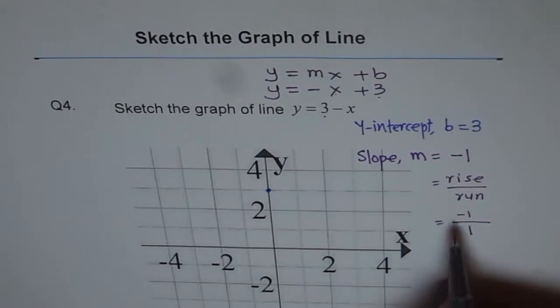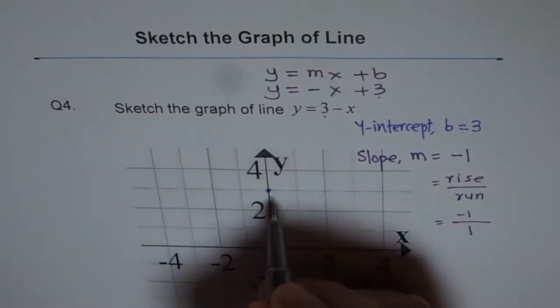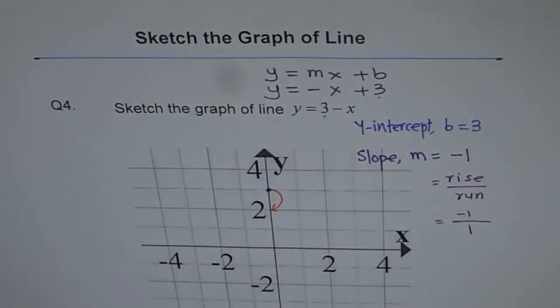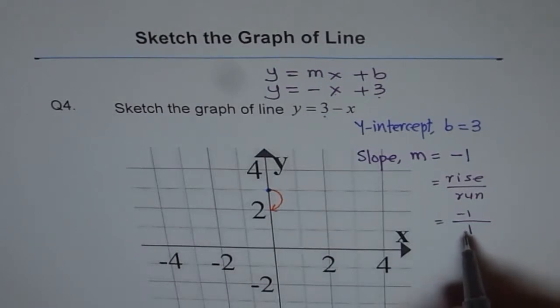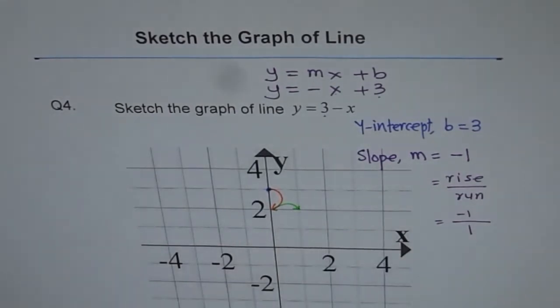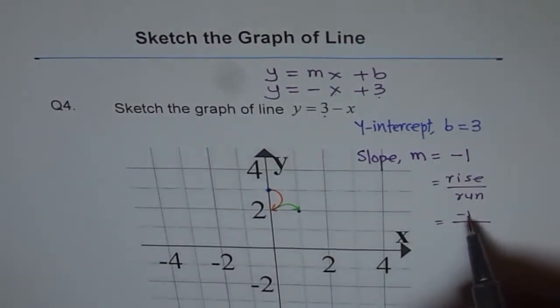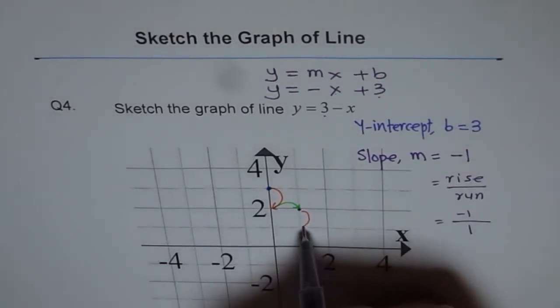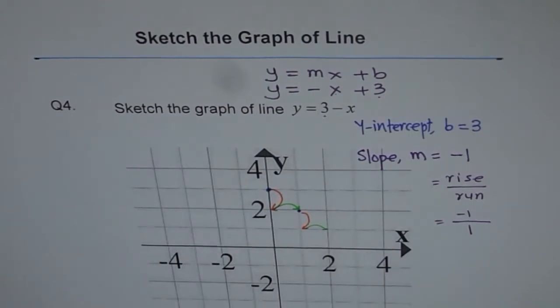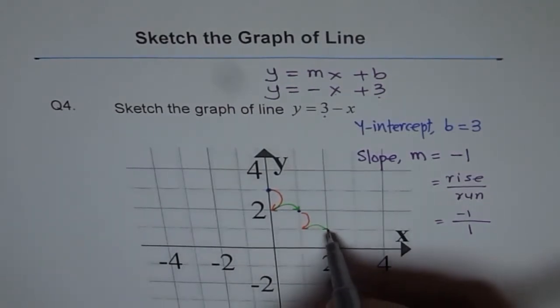So let's go. Minus 1 as the rise, that means a fall of 1, going down by 1. And run of 1 means moving one step right towards the x-axis. There you are, and you reach the next point of our graph, correct? Now again, let's do rise of minus 1 and run of 1. That is the next point for our graph. Let's mark it, correct?